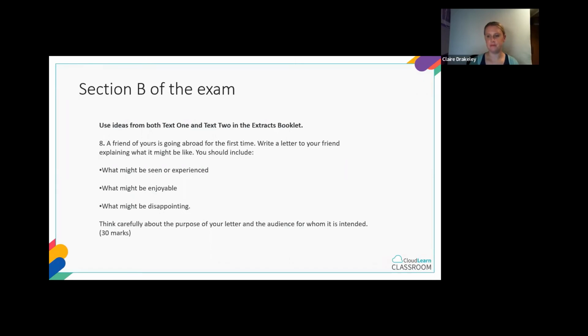Obviously it's a friend, so it's not exactly formal. No, well done, it's not a formal letter. To inform your friend of what he might see or experience. Yeah, that's it. Well done. And it's Rodri, it's an informal letter. Well done. It is an informal letter.